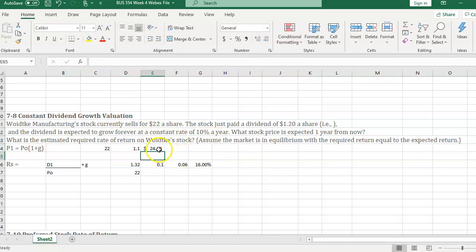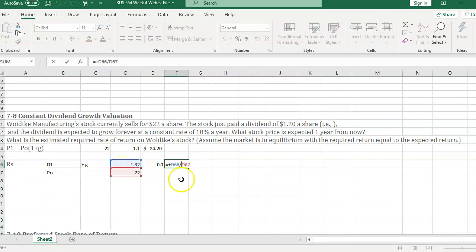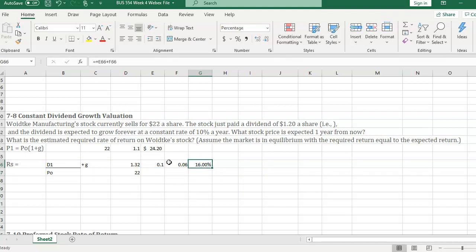My P1 is 2420. Then I take my R sub S, my required return on stock, is D1, and D1 is 120, the D0 amount, multiplied by 1.1, the growth rate, to get 1.32. I divide that by P0, the $22, and I add to that the growth rate of 0.1. So I just do the math here. I take the 1.32 divided by 22. Then I add to that 0.1 plus the 0.06, and I get my answer of 16% as my R sub S.